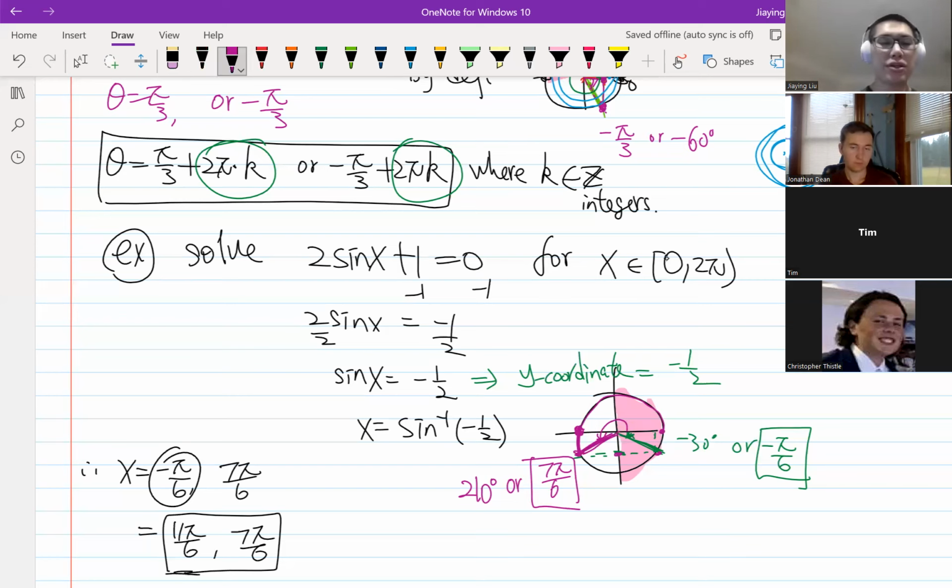I just want to point out that you could just think about it this way: we have a -pi/6, but we want the angle to be from 0 to 2 pi. So that means we're going to add 2 pi to -pi/6. Now it becomes positive, and we can actually use the positive angle.